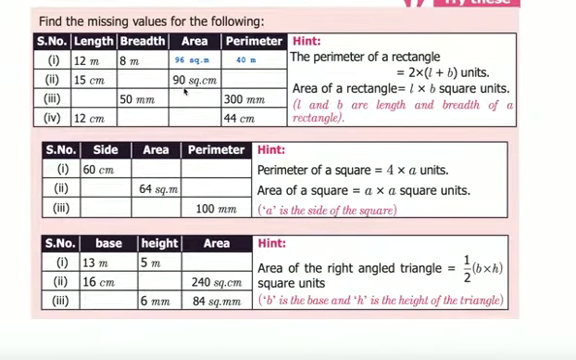If area is 90, breadth will be 90 by 15. How much will it be? 6. 6 only. The unit is not meter; in this case, it is centimeter, since everything is in centimeters. Perimeter, 21 into 2, 42 cm.